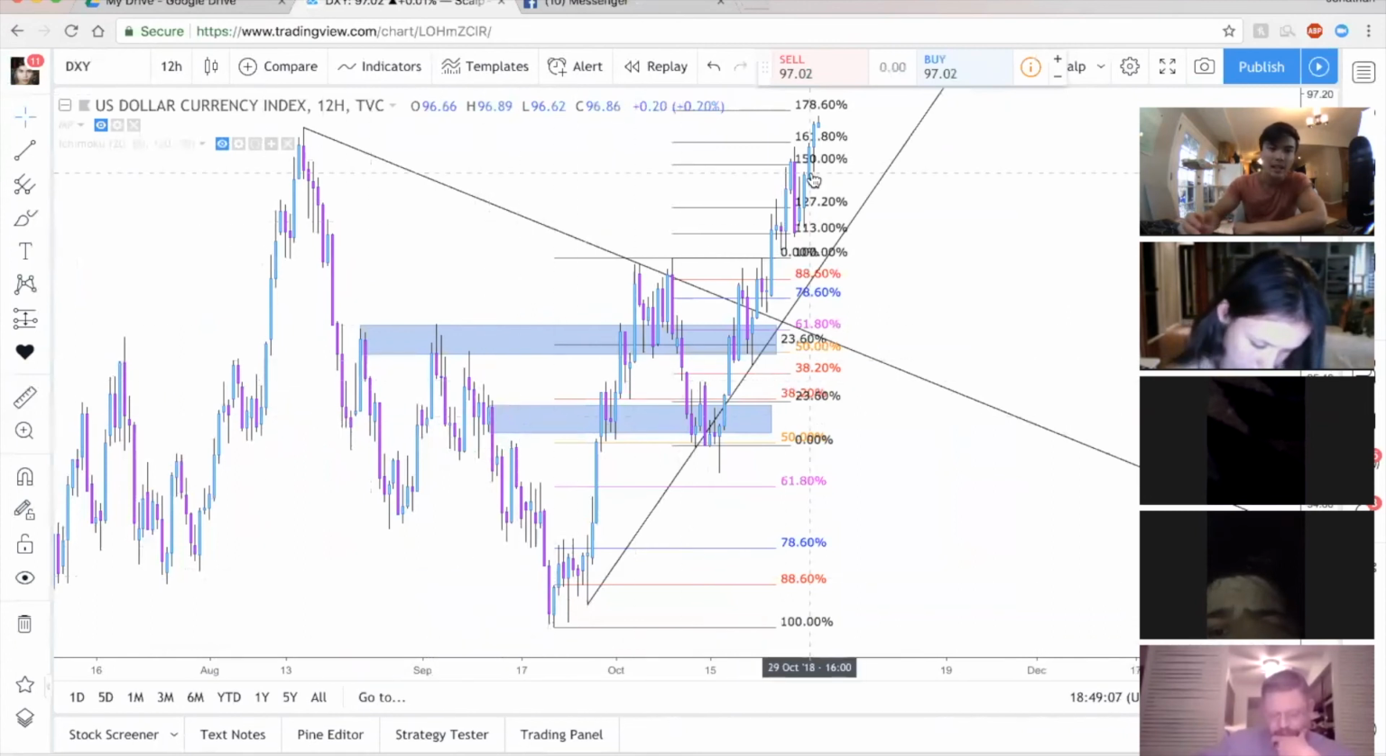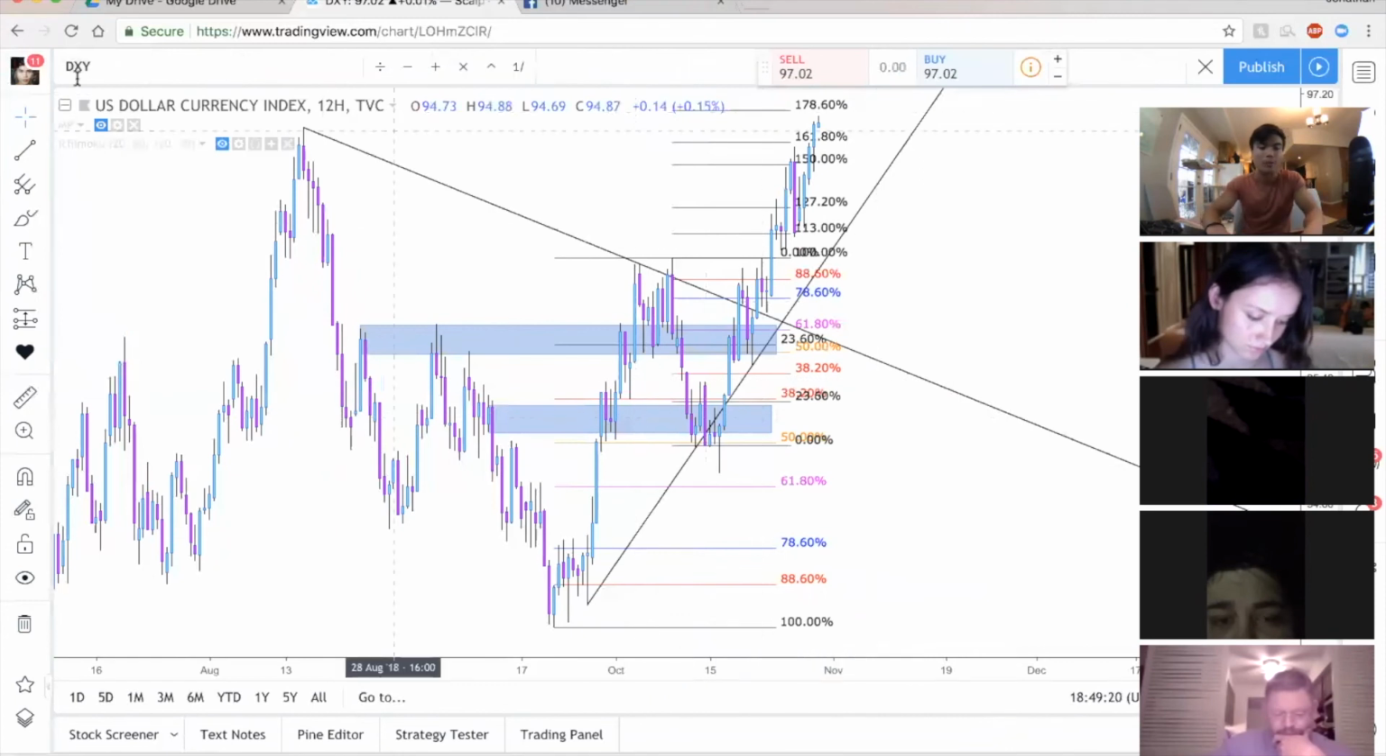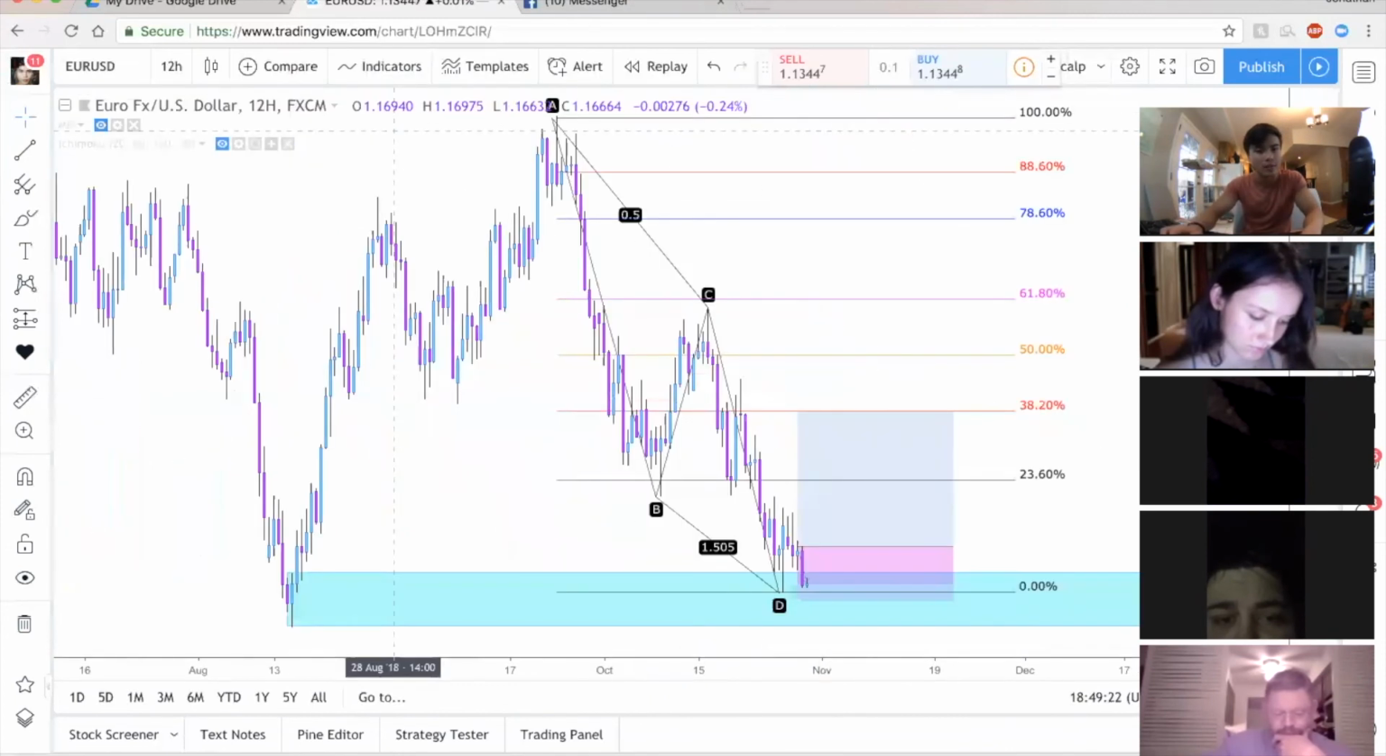So whatever the dollar is doing, EURUSD will do the opposite, because the US dollar is the secondary currency in that currency pair. So we see the dollar going straight up, and when we go back to EURUSD, we can see it going straight down.